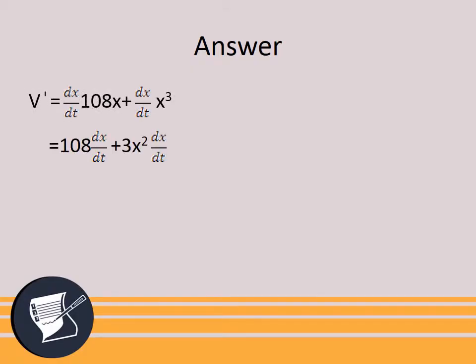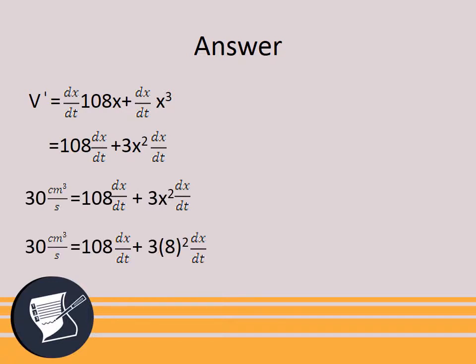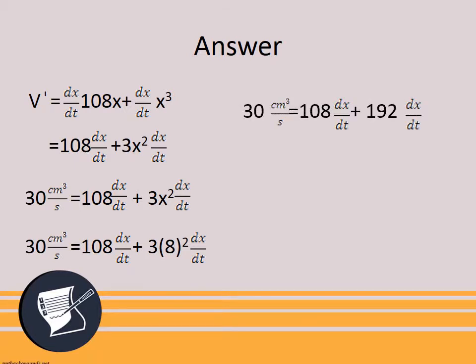So to answer this question, first we have to find the derivative of the volume, or V prime, which is 108 dx over dt plus 3x squared dx over dt. Next, we have to substitute 30 cubic centimeters over 1 second to the V prime. Then we have to substitute the given 8 centimeters to x. It will give an answer of 30 cubic centimeters per second is equal to 108 dx over dt plus 192 dx over dt.